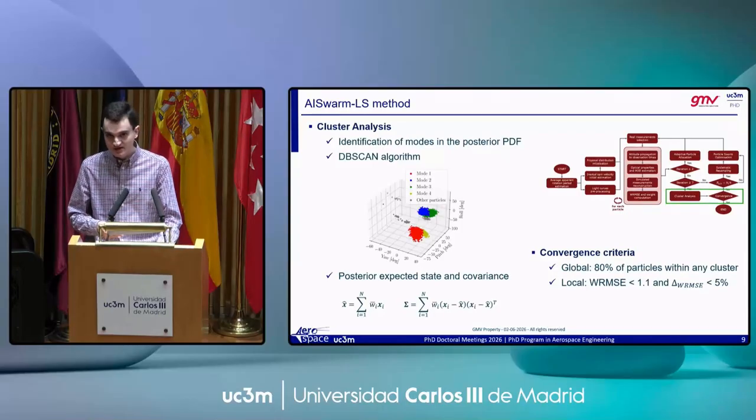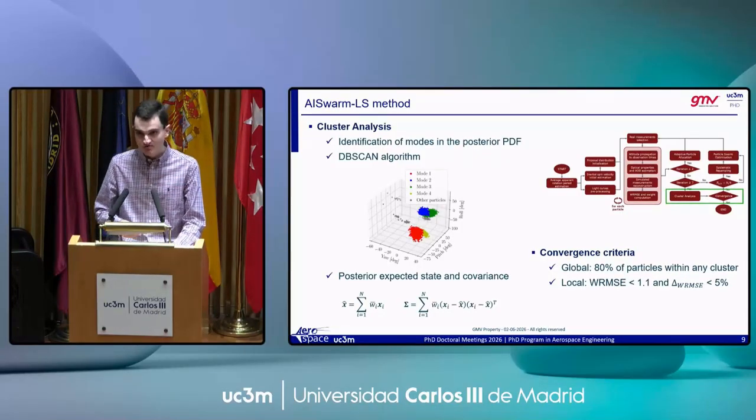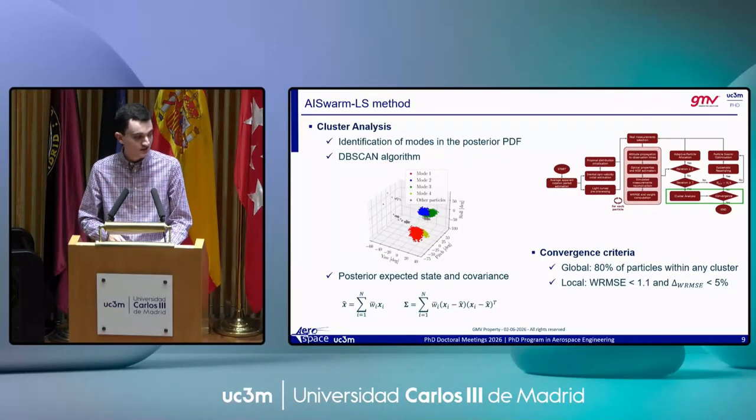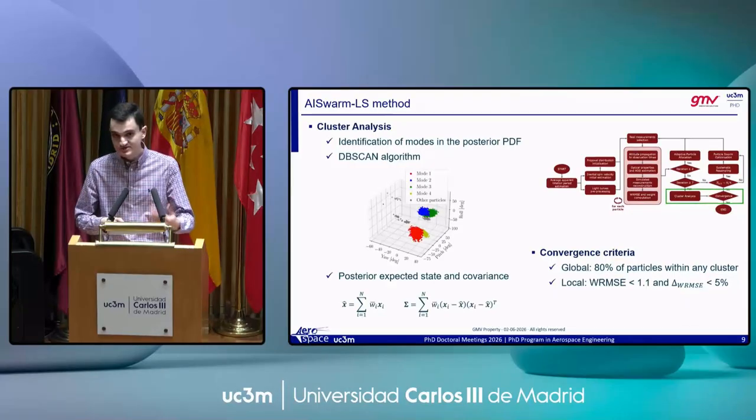Finally, we perform a cluster analysis to identify the modes of the posterior probability distribution, so that we can compute the expected mean state and the standard deviation. And this is the convergence criteria that we use to stop the iterative method.